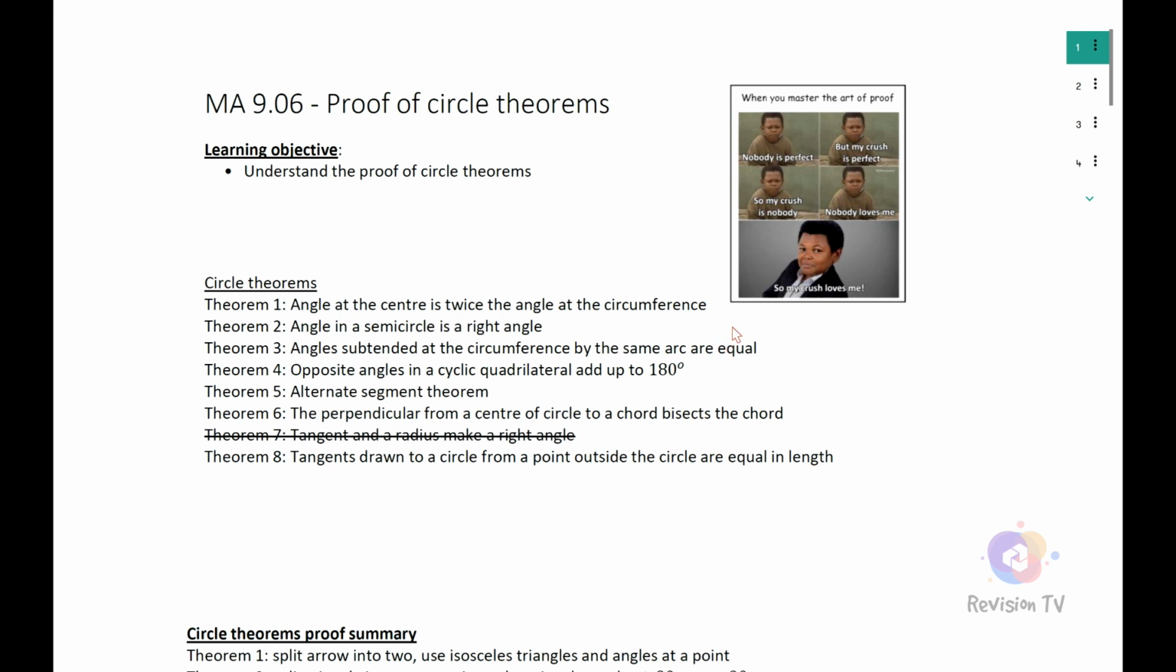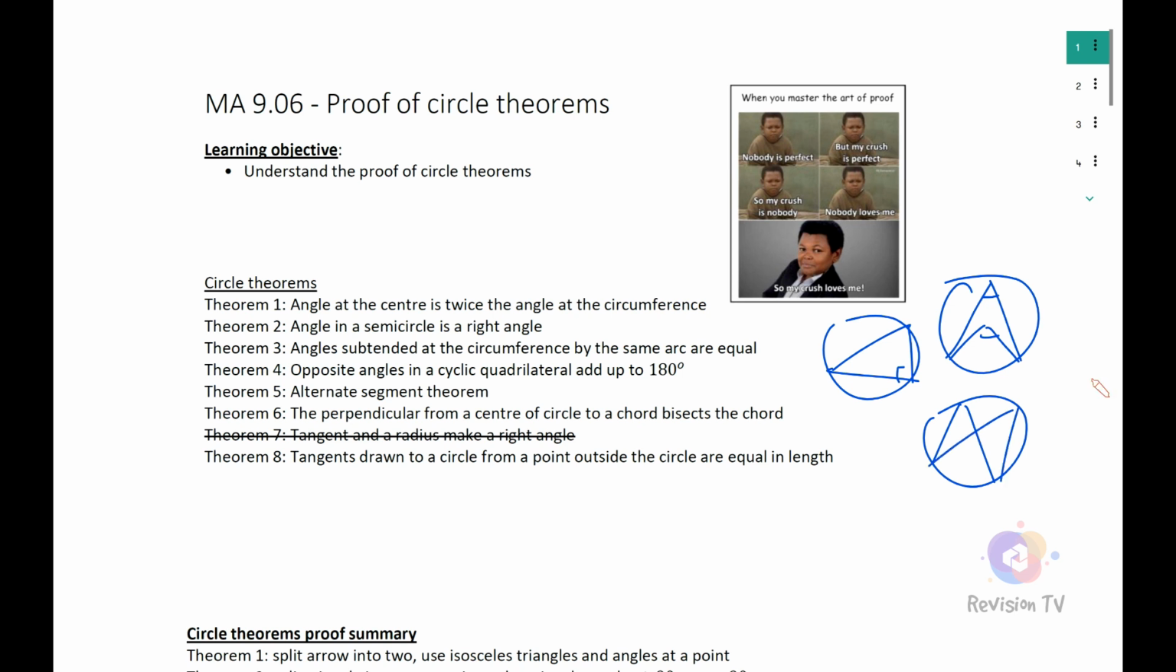The way you remember it, this is the arrowhead. I'll quickly draw one. It's like this. The arrowhead, this angle is twice the angle of that one. Second one, the angle in a semicircle is a right angle. A semicircle like this, that's a right angle. Then angles subtended at the circumference by the same arc are equal, so that's the butterfly one. Call it butterfly because you have to use a bit of imagination: imagine that's your head, and that's the wings.